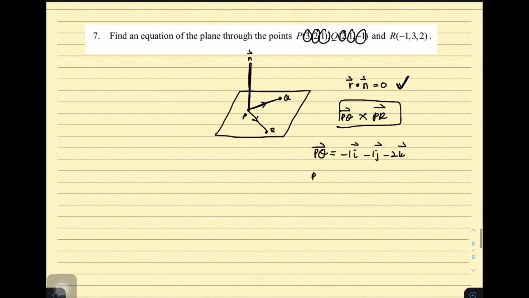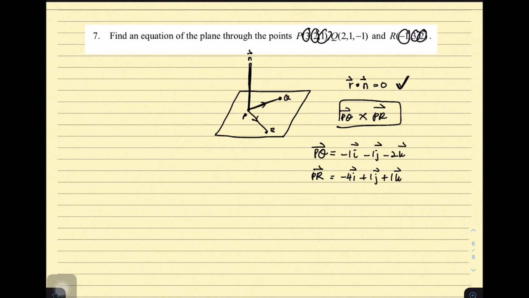Now we want to find vector PR. Vector PR is point R minus point P. So your R is negative 1 minus 3, you will have negative 4i. 3 minus 2, you will have 1j. 2 minus 1, you will have 1k. So this one is your two vectors.